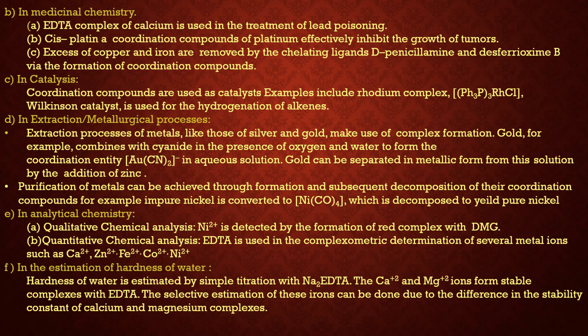Now the fourth application is in extraction or metallurgical processes. Extraction of metals like silver and gold makes use of complex formation. We already studied about it in the 6th chapter. Gold, for example, combines with cyanide in the presence of oxygen and water to form the dicyanoaurate ion in aqueous solution. From this, gold can be separated in metallic form when this complex reacts with zinc.